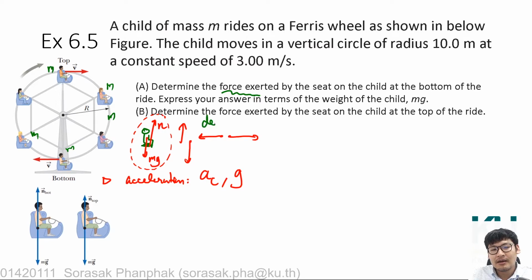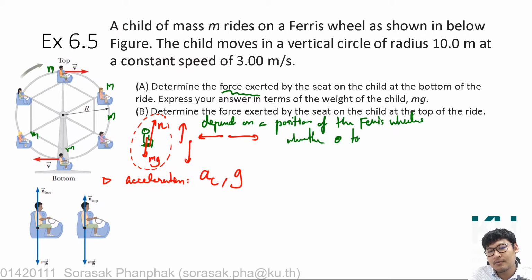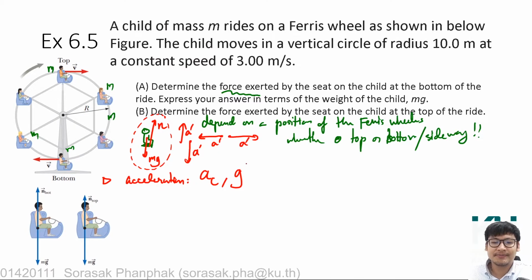It depends on the position of the Ferris wheel, whether at the top or bottom or on the sideway. This is a key. So you have to recheck whether the acceleration is upward, downward, leftward, or rightward.